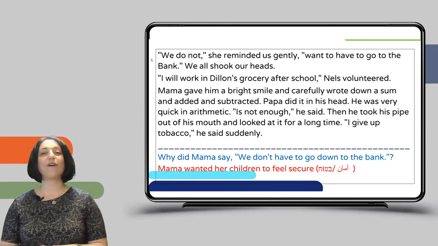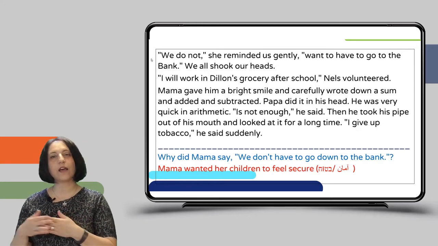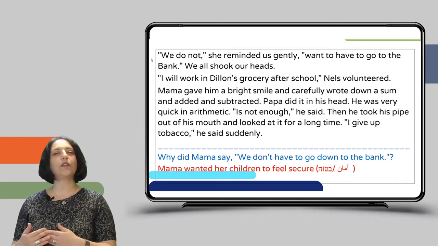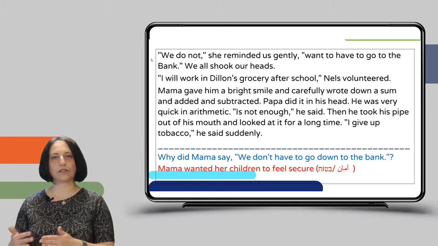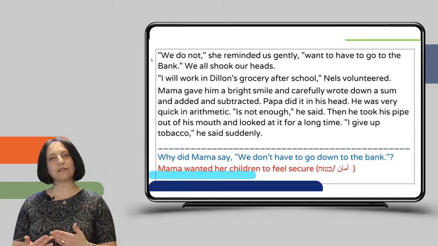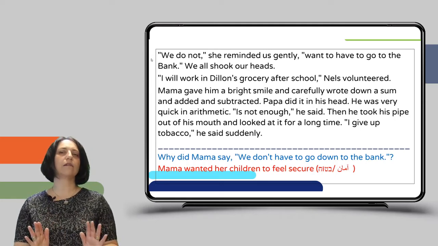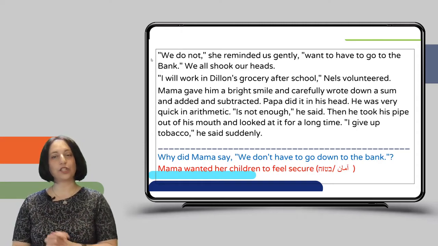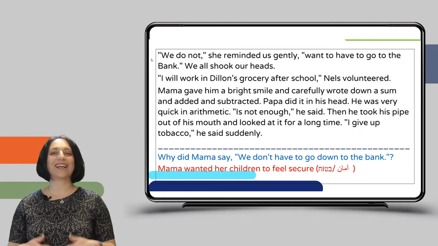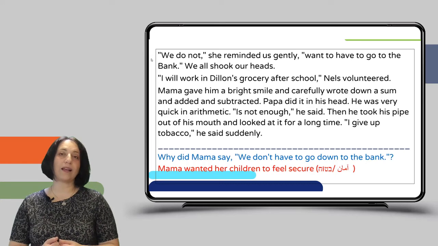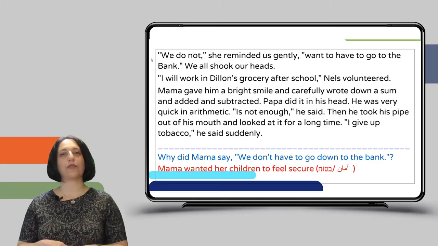Right. Mama wanted her children to feel secure, to feel safe. This is one of the words we learned last lesson: insecure. Insecure is not secure. So when Mama said we don't want to go to the bank, she was saying to her children, don't worry, we will manage. And what did her children and Papa do? They said we will help save money and get more money. And this was a good way that they didn't have to go to the bank.